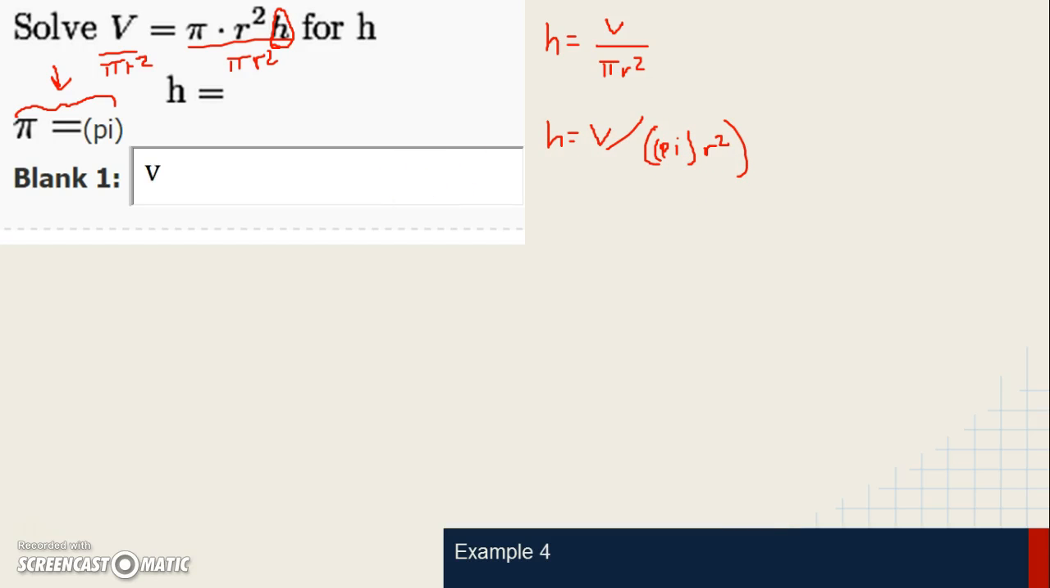So v, and again it's a capital V, divided by pi, in parentheses, r, shift 6 gives us our squared symbol, our caret symbol, squared, and we close our parentheses. That's the way that you would input that into Schoology.